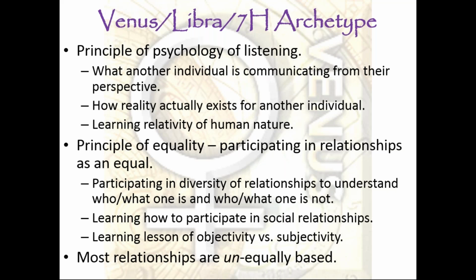Another thing that starts to come when we try to learn objectivity in relationships is it brings about what we call that principle of equality. Relating or participating in relationships as an equal giving and receiving. More on that in a bit. So we participate, first of all, in a diversity of relationships in order to understand who or what we are versus who or what someone else is.